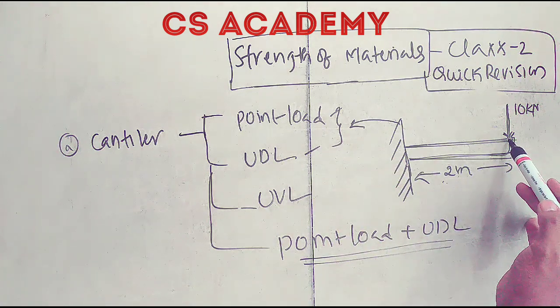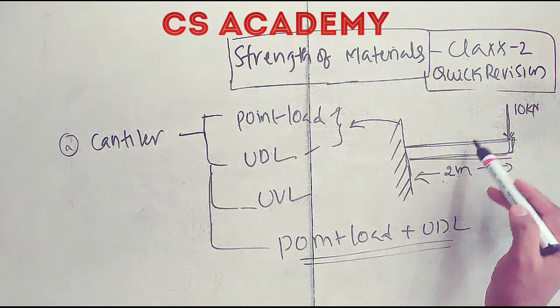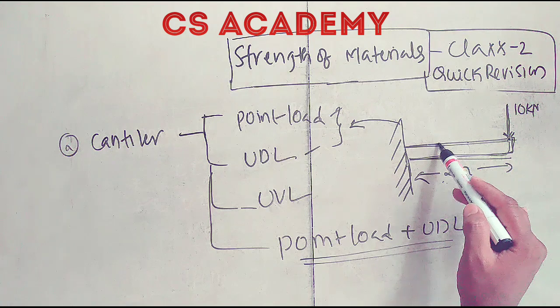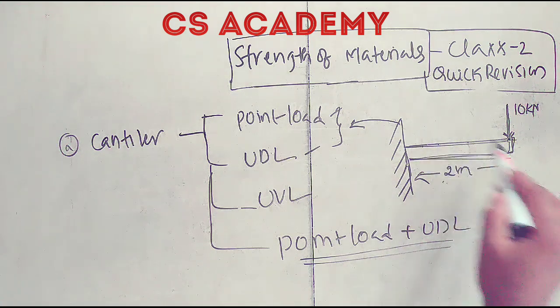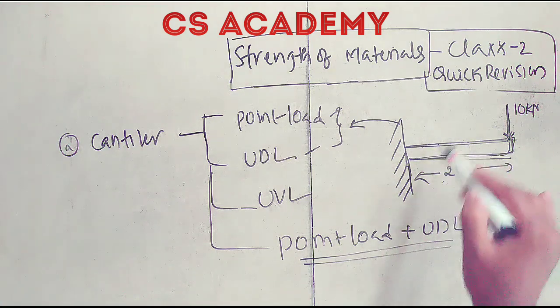The load is not only at the free end direction. The load may be here, or here, or here. This is called a cantilever with a point load.